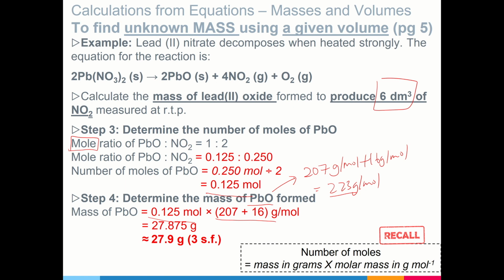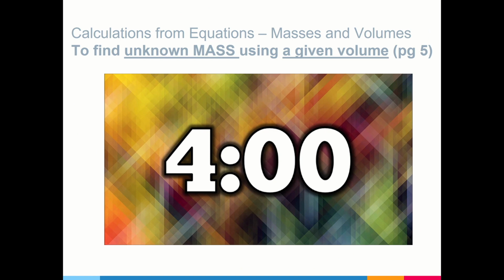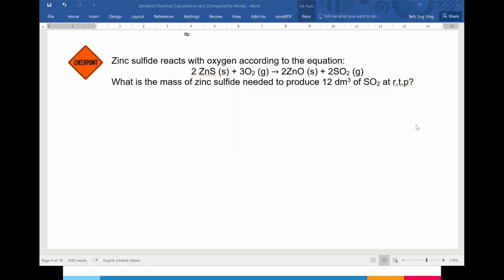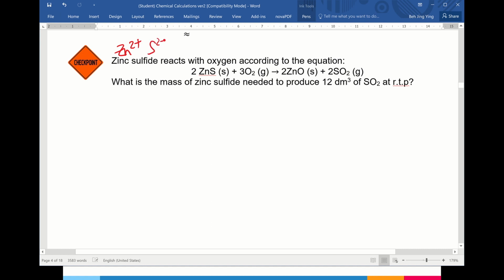Okay, so try this example here on page 5. Give yourself 4 to 5 minutes. Likewise, this equation is given to you. Zinc is Zn²⁺, sulfide is group 6, so 2−. Zinc sulfide reacts with oxygen gas, and this is the balanced equation. The question asks, what is the mass of zinc sulfide needed to produce 12 dm³ of this? So you're given this volume.